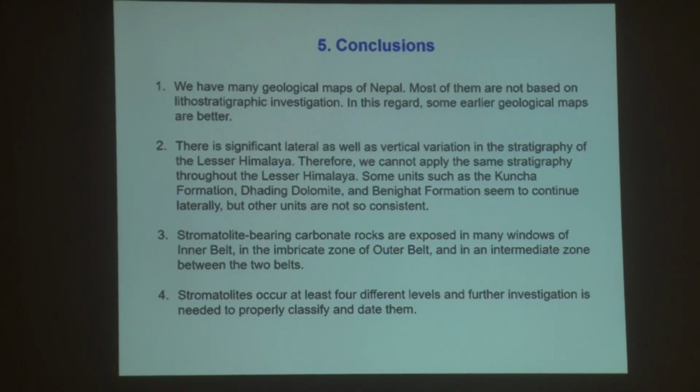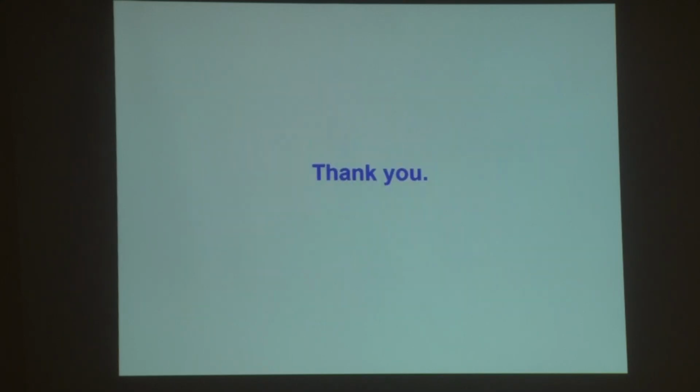Next one. In conclusion, we have very different maps, but there is no single stratigraphy. Basically, they are the geological map. Some earlier maps, as I showed, are better than the new maps, and there could be lateral changes, so we cannot apply the same stratigraphy throughout the country. But some could be important ones like Darjeeling dolomite and Bengal formation. So carbonates are different, and they may belong to very different ages. So it is not possible to use these carbonated stromatolites to correlate all the rocks. Thank you.